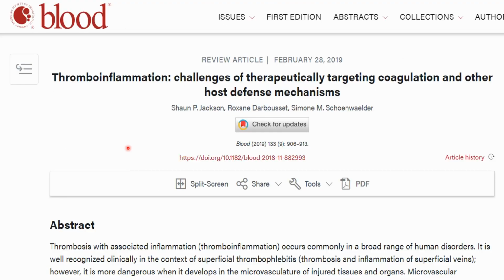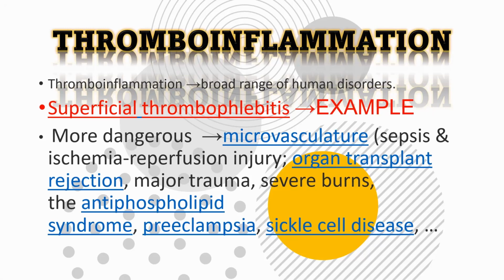This paper, which was published in Blood in 2019, says thromboinflammation: challenges of therapeutically targeting coagulation and other host defense mechanisms. In this paper, they said that thromboinflammation occurs in a broad range of human disorders. These disorders are well recognized clinically in the context of superficial thrombophlebitis. We have inflammation and thrombosis. However, this thromboinflammation is more dangerous when it involves the microvasculature of injured tissues and organs.